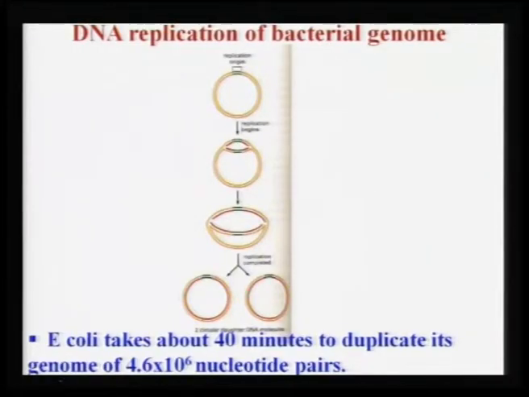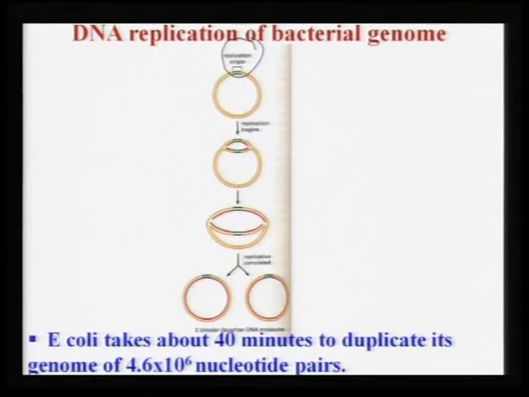For example, DNA replication in a bacterial genome. Now, bacteria, you know that DNA, RNA, all these genetic materials are not contained within a nucleus, but are just dispersed in a cell. Now, in this bacterial case, for example, this is a replication origin here. You can see that this green one will start to grow, and subsequently these two daughter DNA molecules will be formed.